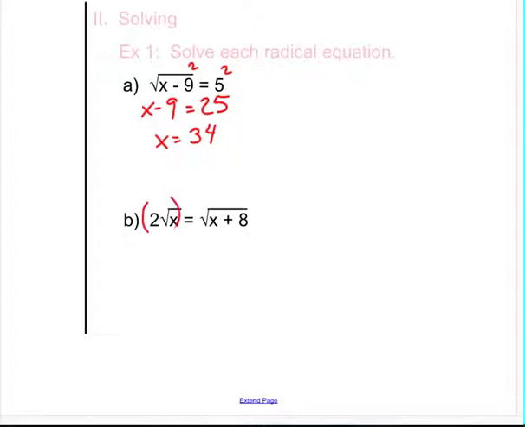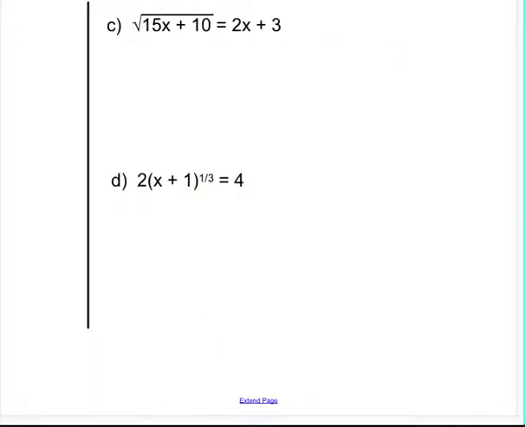Now on this side, I'm not just squaring the x, I'm squaring the 2 as well. So on the left-hand side, I get 4, and then the squared and the square cancel, x. On the right-hand side, the radical and the square cancel, leaving me with x plus 8. Subtracting x from both sides and dividing by 3, I get my solution. 2 more examples, short lesson today.